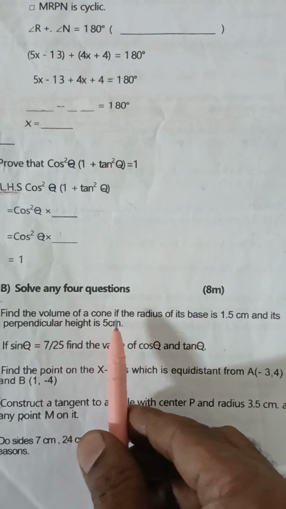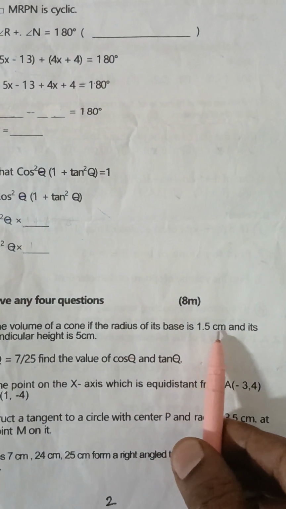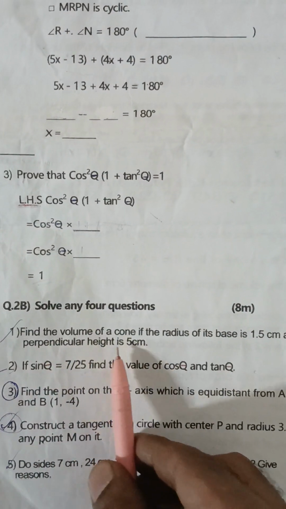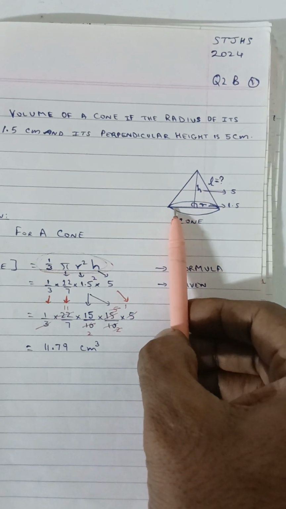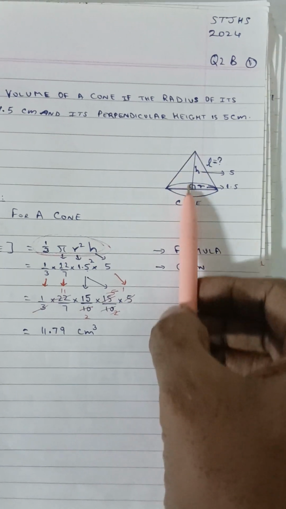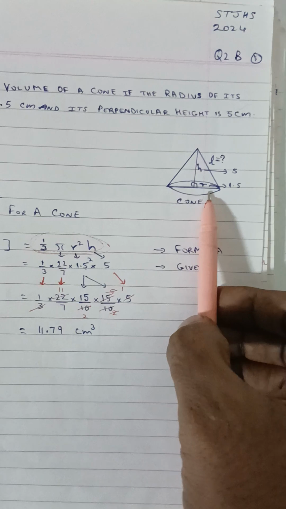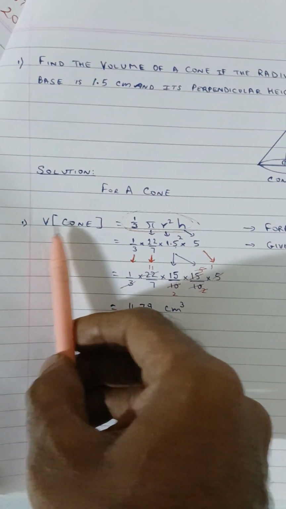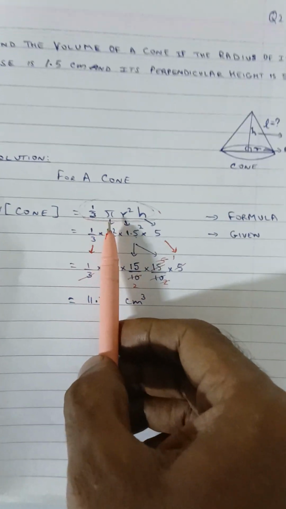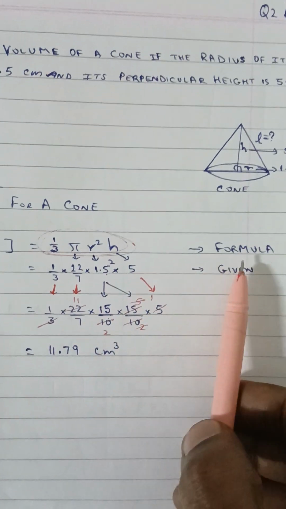Find the volume of a cone if the radius of its base is 1.5 centimeter and its perpendicular height is 5 centimeter. Here we'll draw a cone. This is the radius here, the perpendicular height and length. Height is 5 and radius is 1.5 centimeters. So volume of cone is equal to 1 upon 3 pi r square h formula.